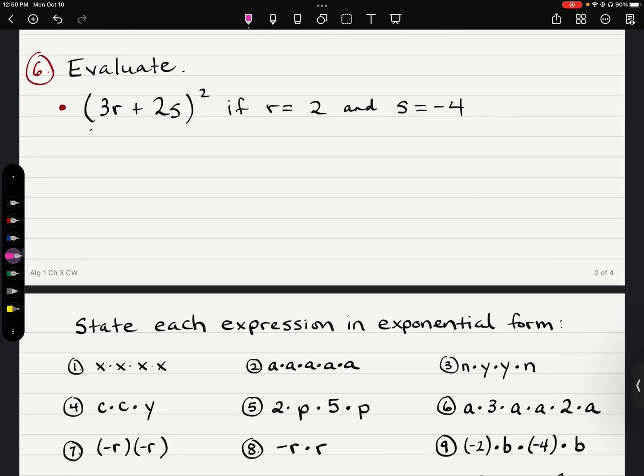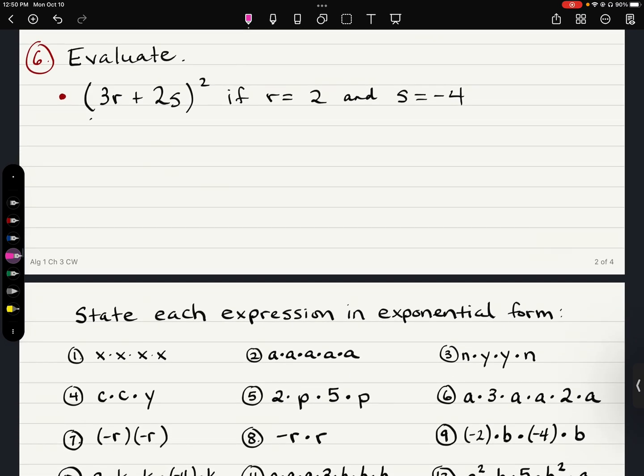I added this one in. We didn't go through this one in class, but since it's in here, I'll go ahead and do it. It says evaluate. We have the expression 3r plus 2s, and it's all being raised to the second power if r equals 2 and s equals negative 4. So the first thing, let's just recopy it. Recopy it exactly the same, except when we take out the r and put in 2, we put it in parentheses, plus 2, and then in this case, we're going to have negative 4 in parentheses, and then make sure you get everything else. Don't forget anything.